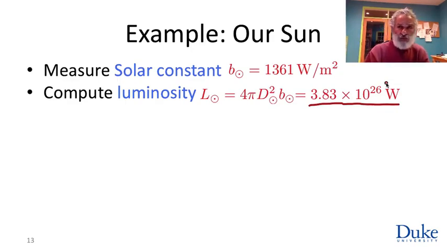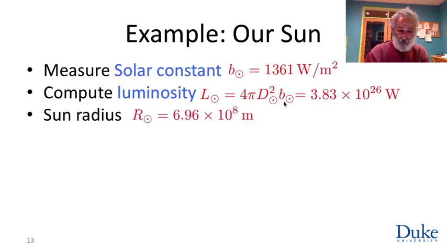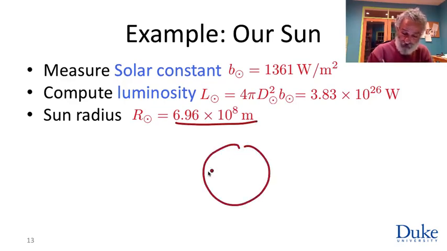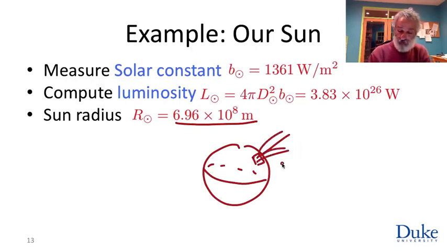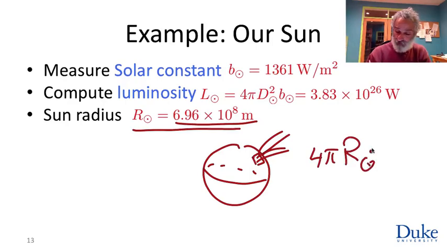Now, we can measure the radius of the sun. Since we know the distance, we can make a small angle calculation. We measure the angular size of the sun in the sky, and we find that the radius of the sun is 6.96 times 10 to the 8th meters. That's about 700,000 kilometers. And from this, we can figure out something else. Think of the sun as a ball. Every square meter of the ball is radiating light to the outside. You count how many square meters there are on the surface of a ball. That would be 4 pi times the radius of the sun squared.